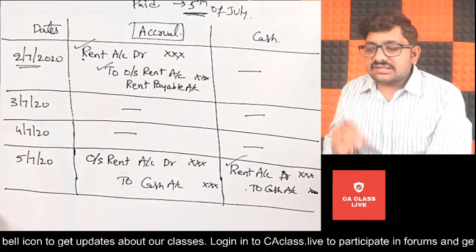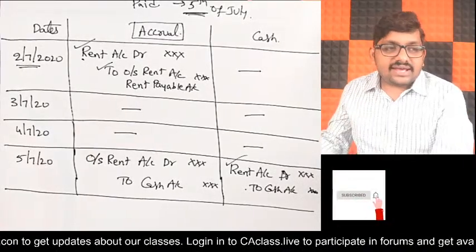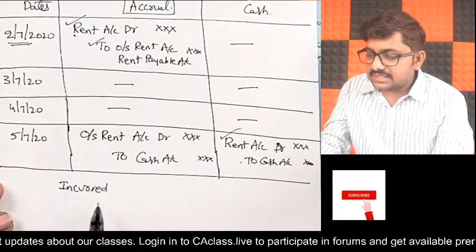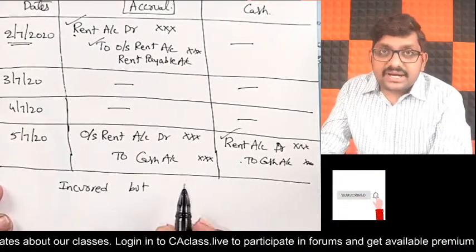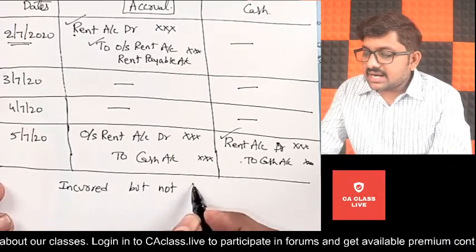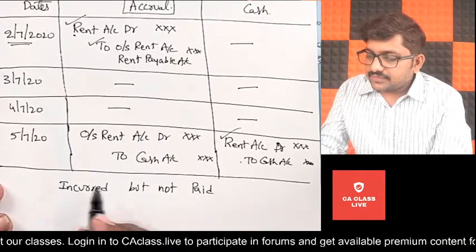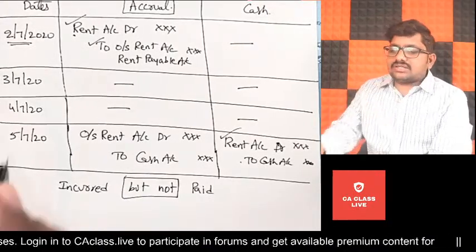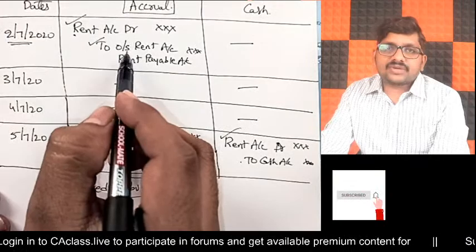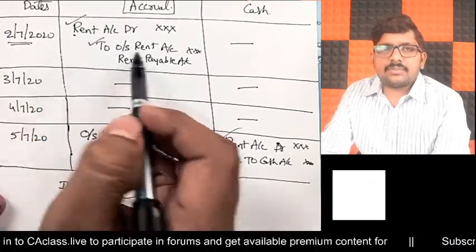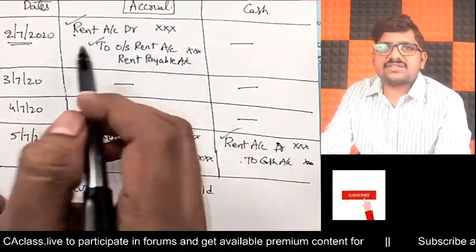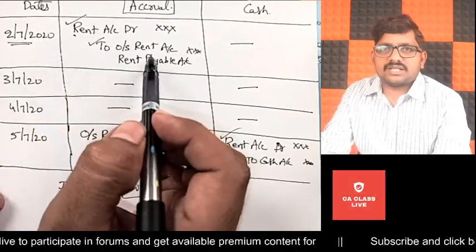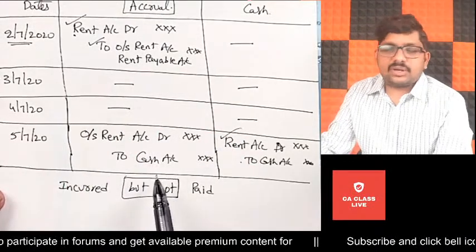Got it, friends? So this is the journal entry where I have incurred the expenditure, but did not pay immediately. No. That's why I'll say incurred but not paid. What is the journal entry, my dear friends? Rent account debit to outstanding rent, or any expense account debit to outstanding expense. Let it be salaries or commission, whatever expense you take, same journal entry. Expense account debit to outstanding expense. And when you pay it, outstanding expense account debit to cash.